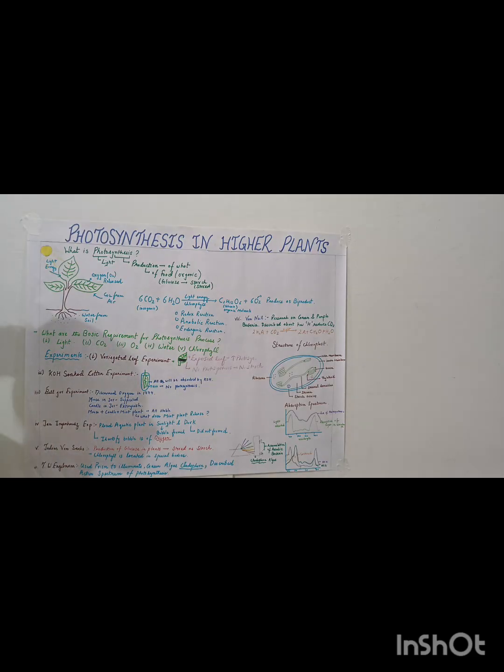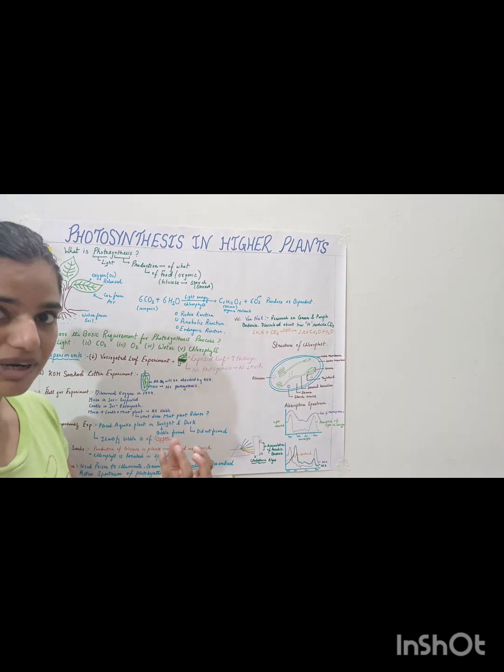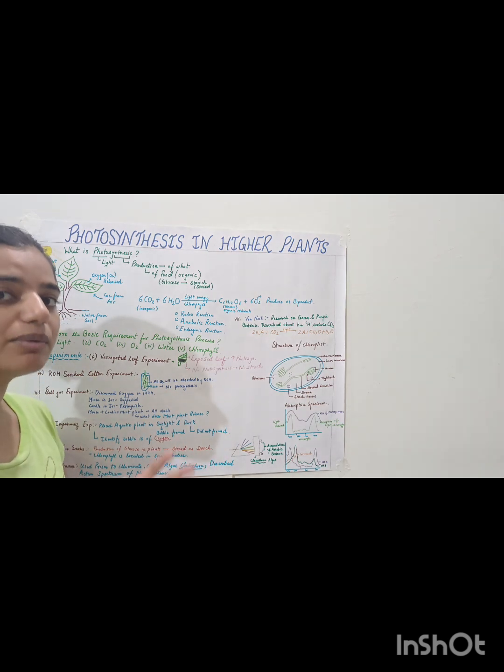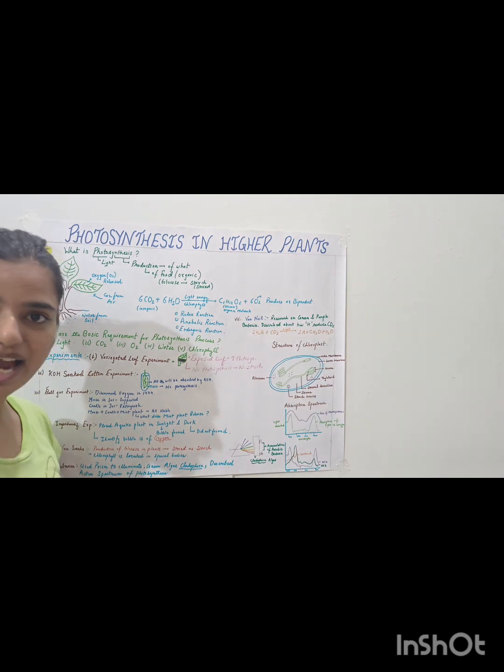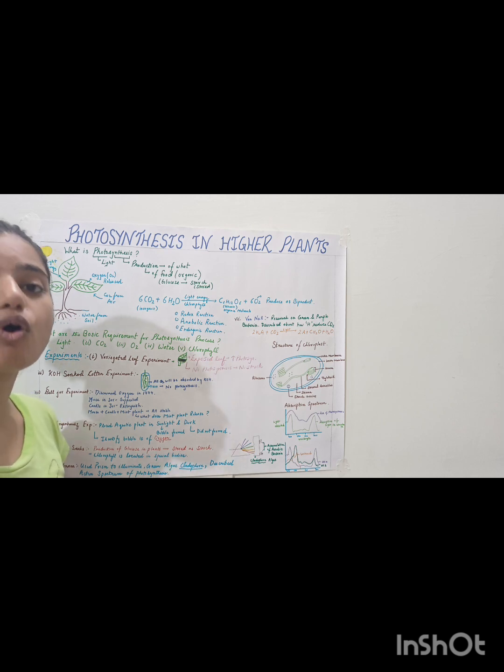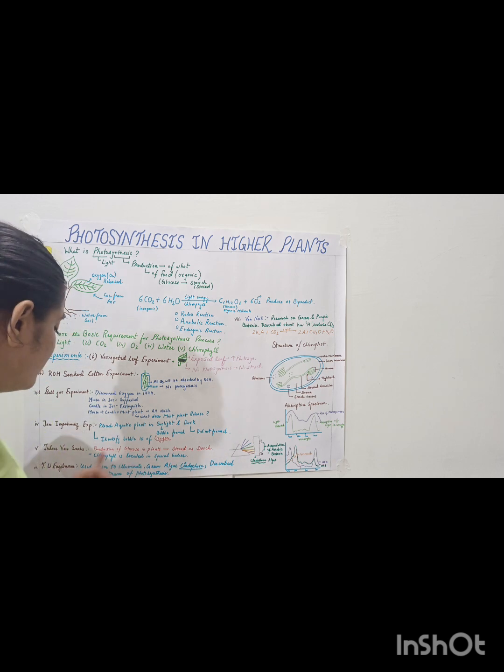In the next experiment, the Ingenhousz experiment, he placed an aquatic plant under the sunlight, and the same aquatic plant in the dark. He observed that in the presence of sunlight the plant was releasing bubbles, and in the dark the bubbles were not released, and later he identified that the bubbles were of oxygen.